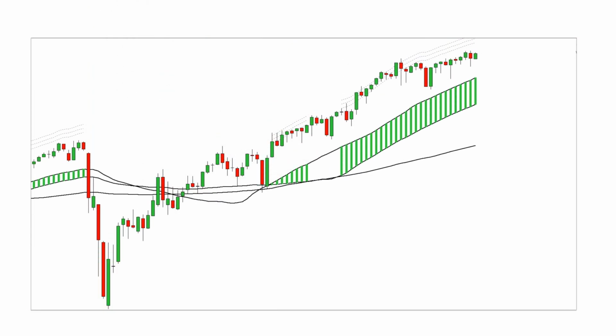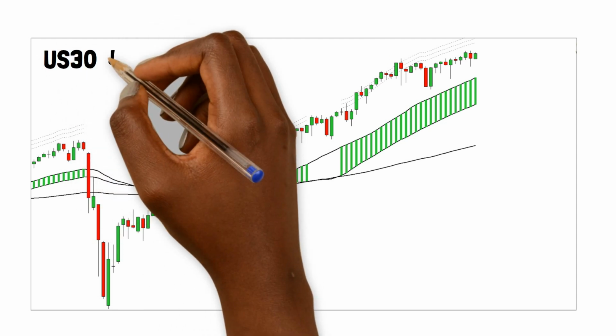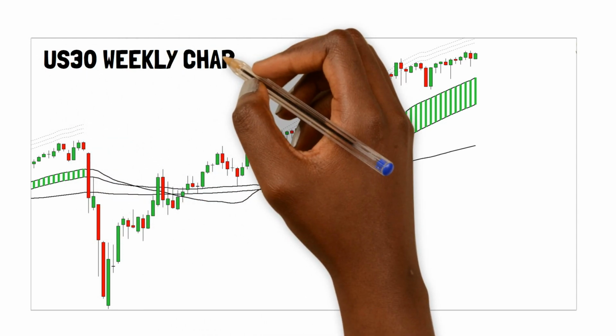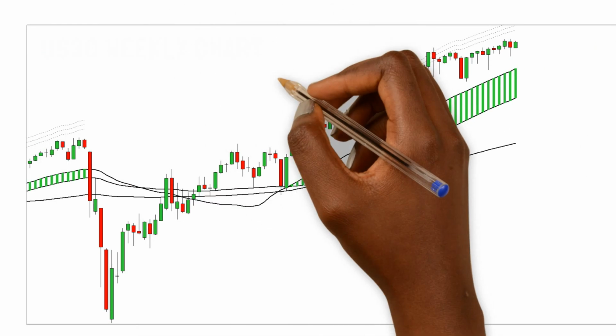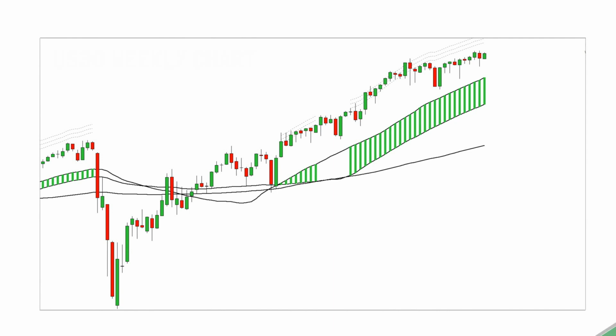Yes, let's start here on the weekly. If you look at this green structure right there on the weekly chart, it's a little bit far away from where price is. If you've watched the Nasdaq video, you will see that I spoke about this yesterday. But overall, we're in an uptrend, as you can see by that arrow.